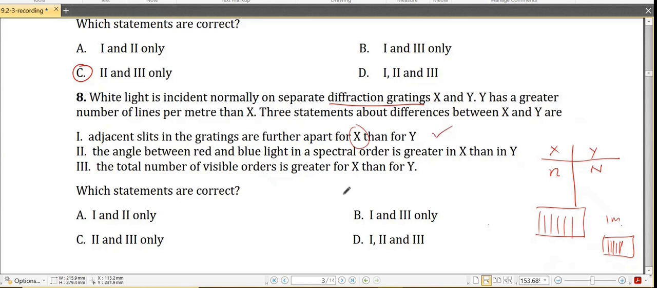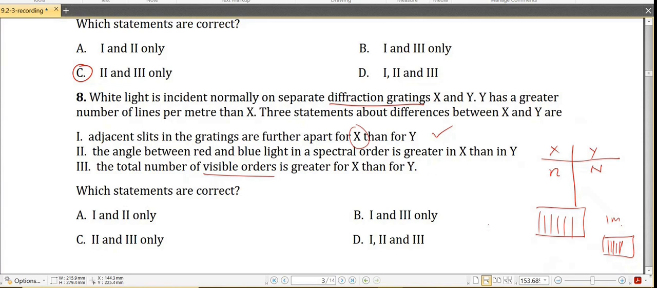Now, angle between a red and blue light in a spectral order is greater in X than in Y. It's difficult to figure out at this point, but let's see, because when I look into the options, I'm going to take a chance actually. The total number of visible orders is greater for X than for Y.